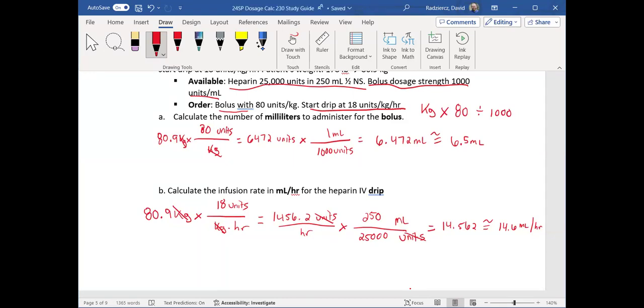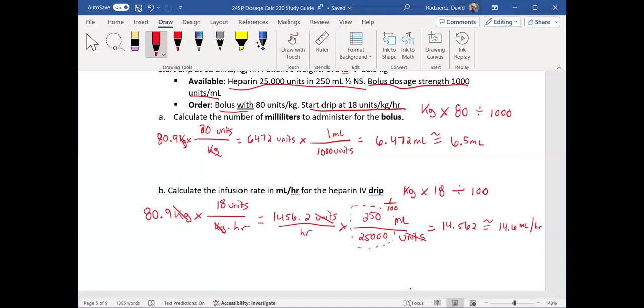If we're doing the IV, I'm going to take the patient's weight, multiply by 18, and I'm going to divide by 100. Now, the reason I do that is because the 250 over 25,000 is the same thing as 1 over 100. So I know that from doing this over the years, that's the relationship. So if you don't feel comfortable doing it that way, you don't have to. I'm not asking. I'm just giving you a shortcut way.